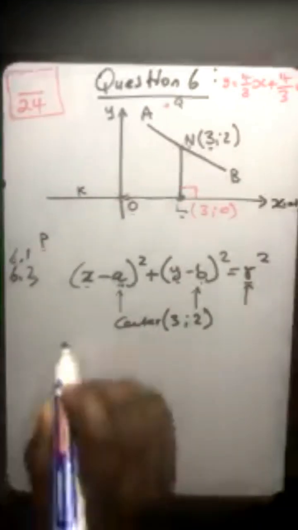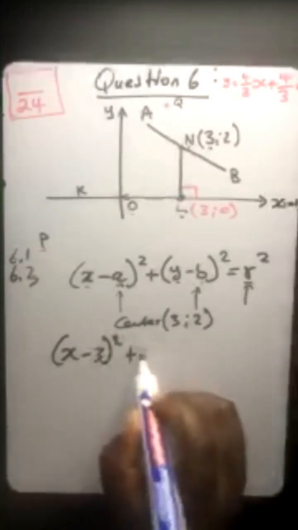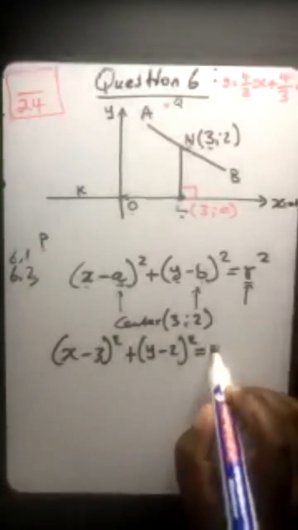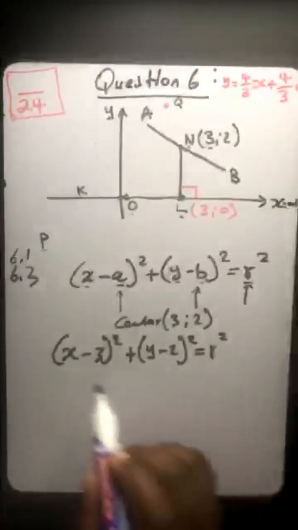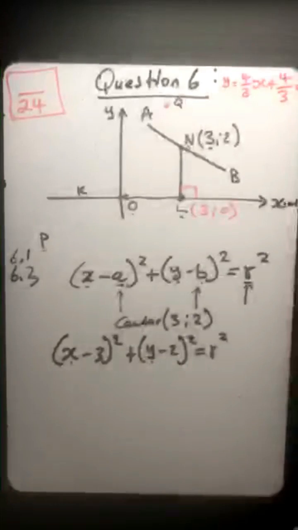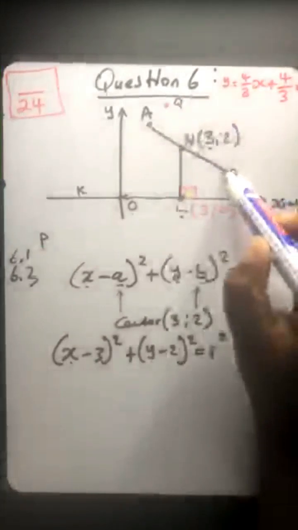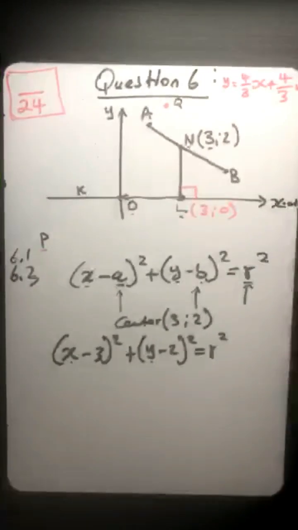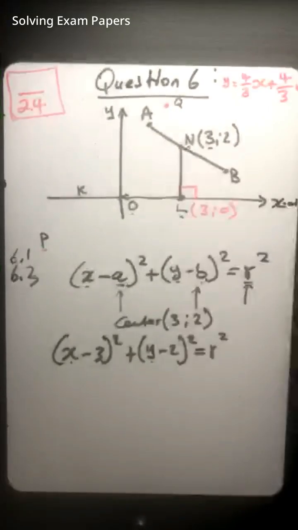So let's see. That means we have x minus 3 squared plus y minus, what is b? It's going to be 2 squared, which equals r squared. Then we need a point that we can substitute there so that we can find r. Then we are done. But now the question is, on our circle we don't have the a value and we don't have the b value. How are we going to get another value which lies on the circle to substitute there and find r? Anyone with a suggestion?